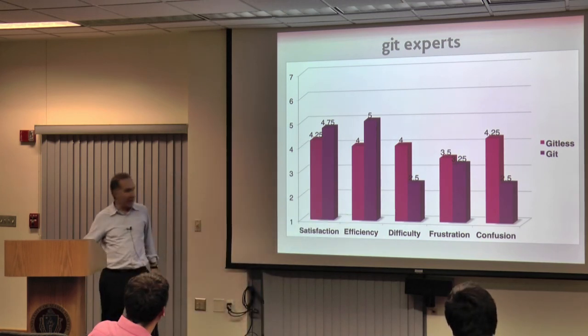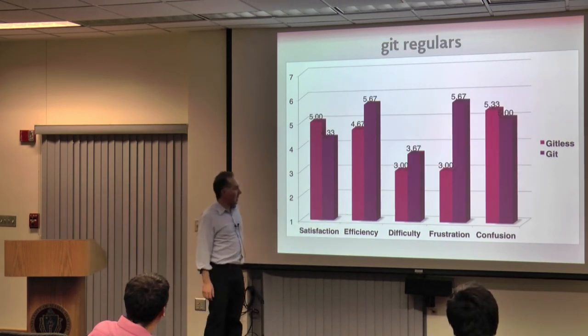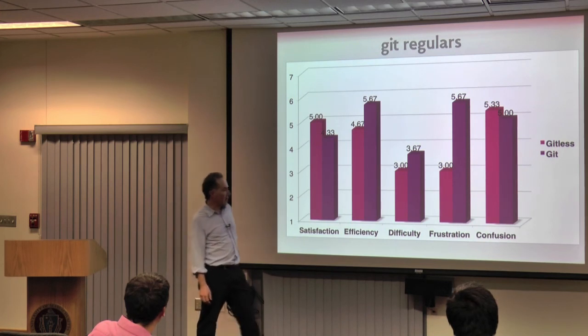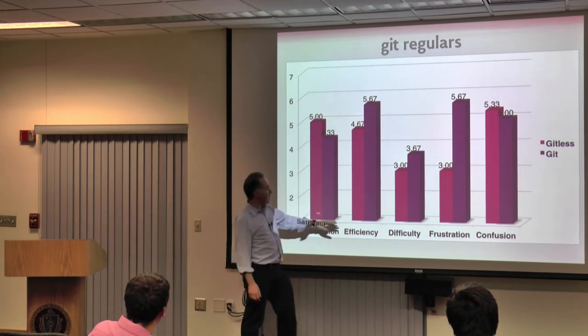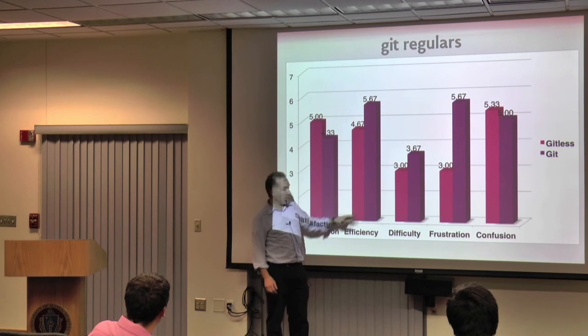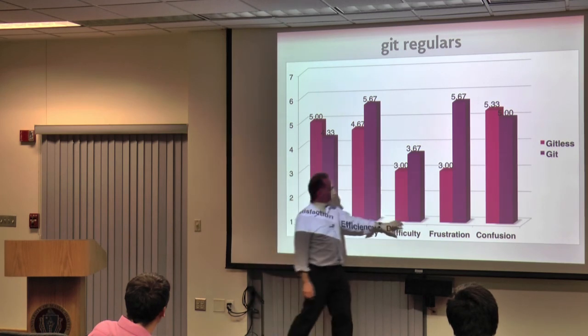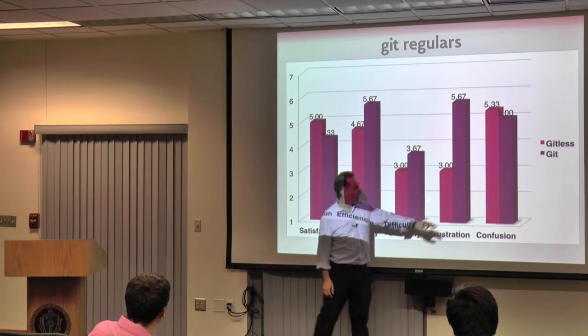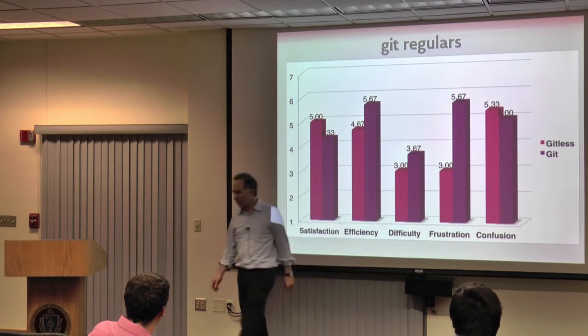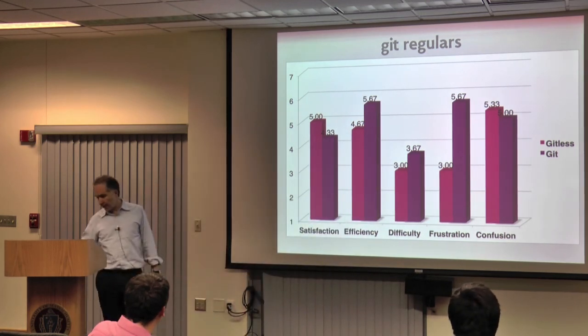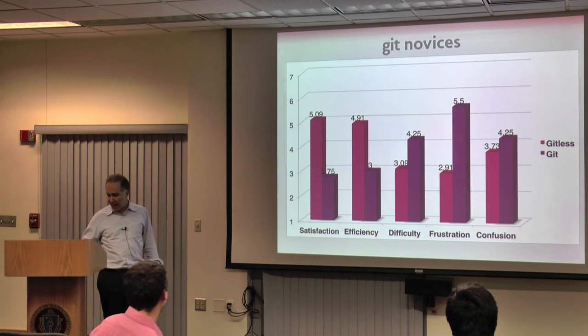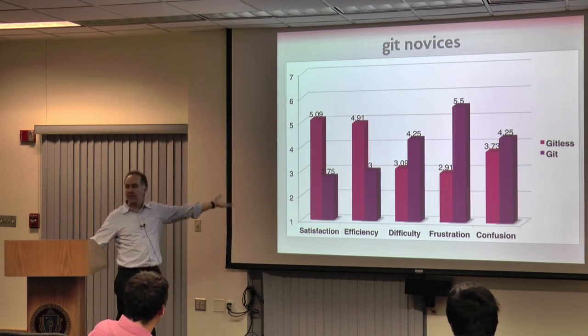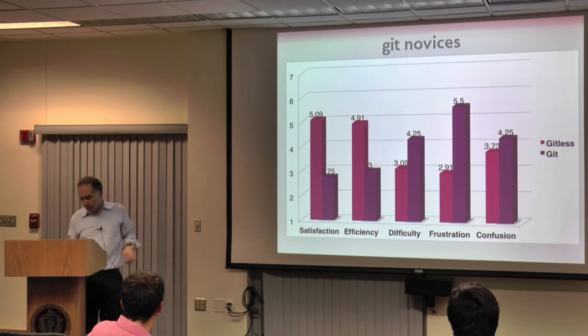But when we looked at Git regulars who use Git every day, things look a little bit different. They found Gitless more satisfying, a little bit less efficient because they weren't yet used to it perhaps, not so difficult, much less frustrating, and interestingly found it a little more confusing. Don't know what that's about. And then the novices, of course, the differences are exaggerated even more.